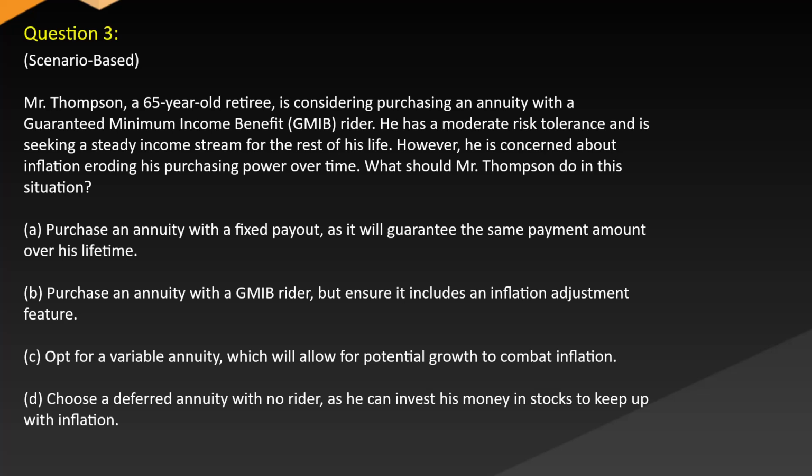A. Purchase an annuity with a fixed payout, as it will guarantee the same payment amount over his lifetime. B. Purchase an annuity with a GMIB rider, but ensure it includes an inflation adjustment feature. C. Opt for a variable annuity, which will allow for potential growth to combat inflation. D. Choose a deferred annuity with no rider, as he can invest his money in stocks to keep up with inflation.